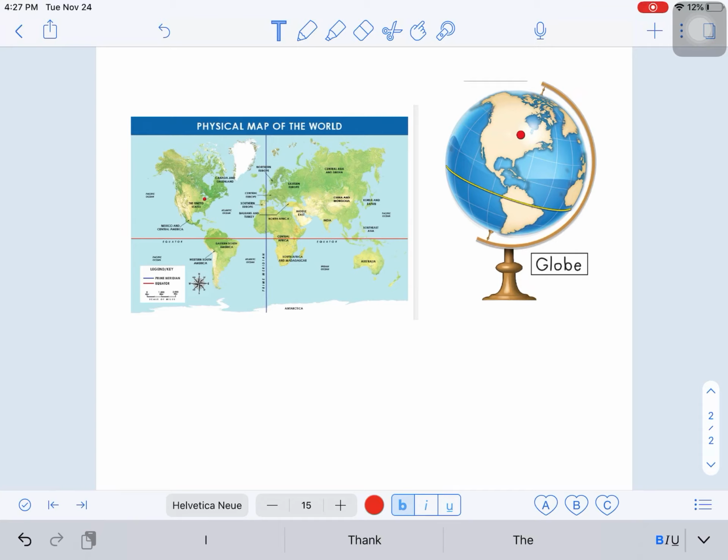I hope you enjoyed your read aloud that was before this video. If you have not done that read aloud, please pause and go back and watch that read aloud. It is a Dr. Seuss story and it goes through key features of a map, which will be so important for our lesson today. We are going to review quickly the difference between a globe and a map.